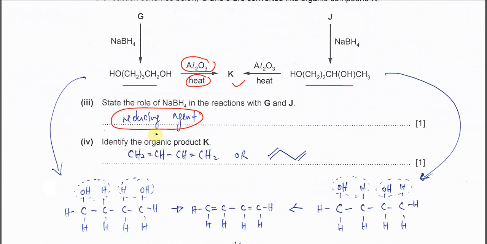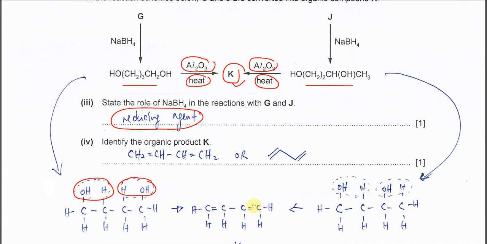Part 4, identify the organic product K. So it must be the same product. We try to draw the structure of these two alcohols. So these alcohols look like this. When these two alcohols undergo dehydration, with the same catalyst and heat used, we know that this alcohol will undergo elimination here and elimination here to form these two double bonds.